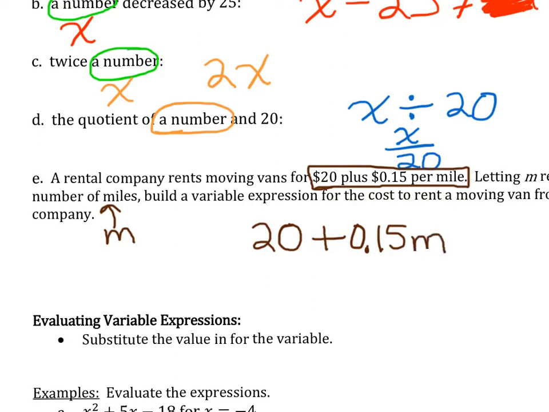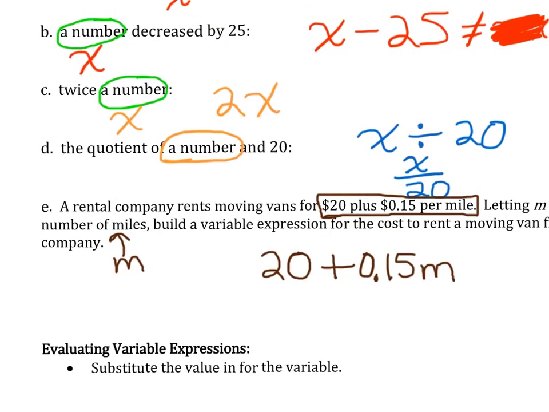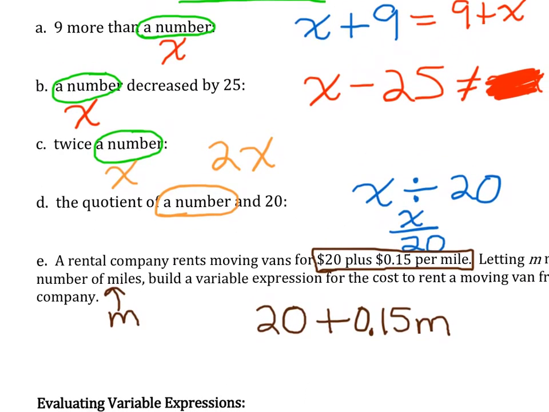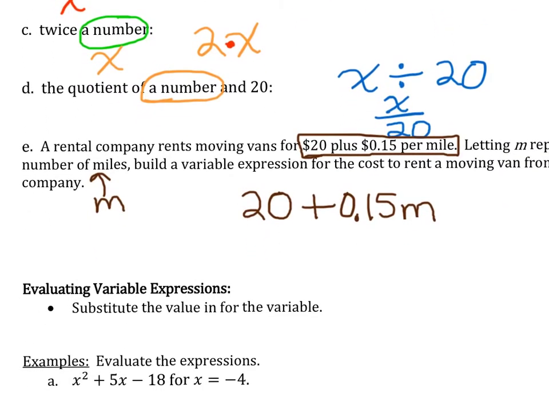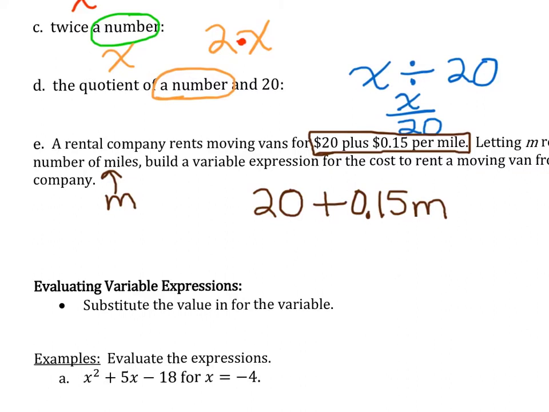One thing that I didn't mention before, when it comes to multiplication: in part C up here, we have twice a number, and I said that we multiply the variable x by 2. Notice that I did not put a multiplication symbol between the 2 and the x. It is actually understood to be there. Likewise, when I have this 0.15 times m, I didn't put the multiplication symbol there. It is understood to be there. So we get 20 plus 0.15m, and this is my final answer here.